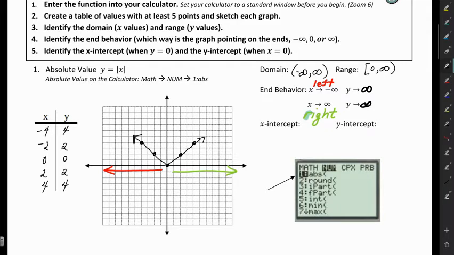What are the intercepts? Well, this should be an easy one. With the parent functions, the x-intercept is at (0, 0), right there, and the y-intercept is also at (0, 0). Not too bad, and we're going to do that with all the main parent functions that we're going to be looking at for this course.